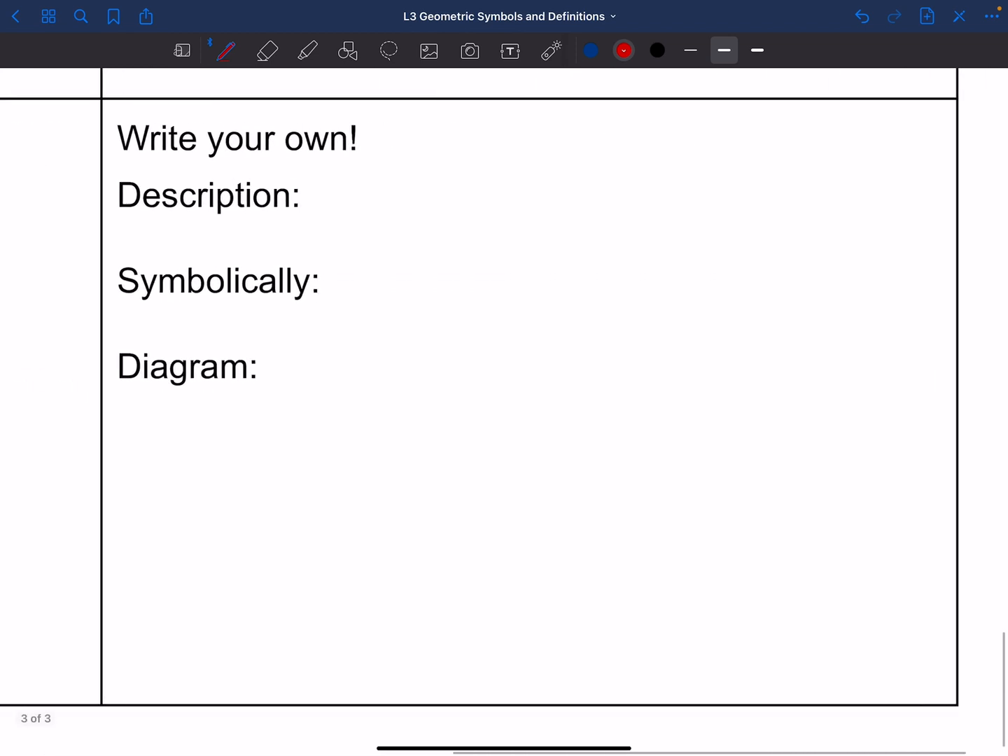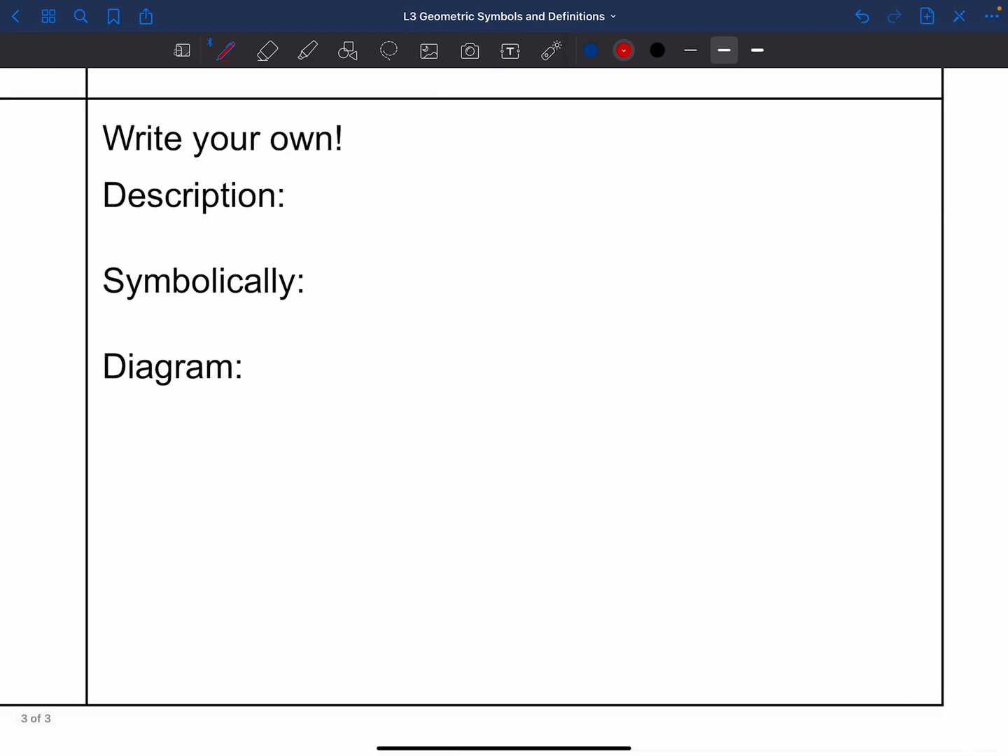What I'd like you to do is try one on your own. Write the description in words. It doesn't have to be super lengthy. Try to come up with something better than just circle A, haha. Try something a little bit more complex. See if you can get it symbolically, and then see if you can get the diagram for it. And then next time I see you in person, we'll take a look at them, and we'll see how we did.